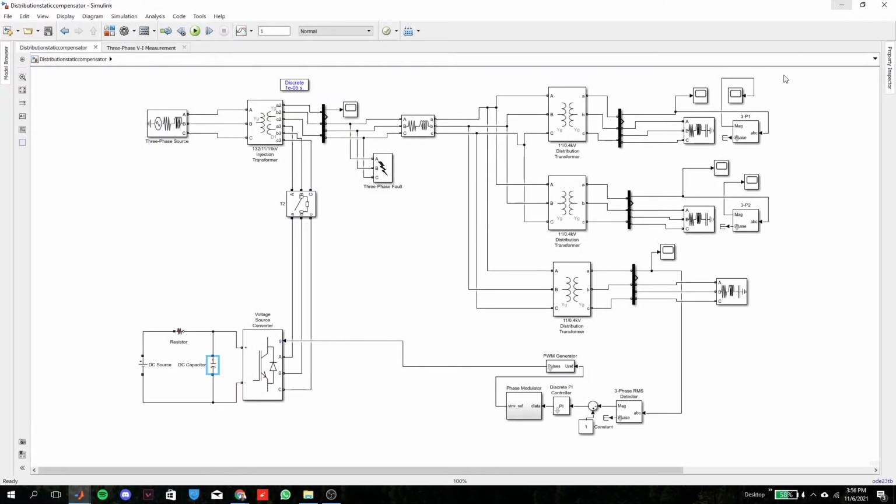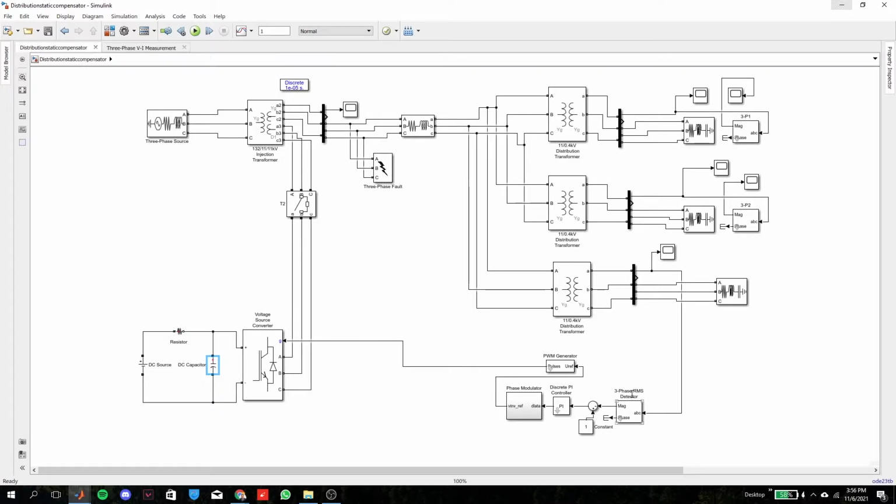The objective of this project is to mitigate voltage sag due to the occurrence of fault by using D-STATCOM. As can be seen here, D-STATCOM is connected in parallel to the system through the injection transformer. D-STATCOM consists of a controller, voltage source converter, energy storage circuit, and also an injection transformer. A three-phase circuit breaker is used for isolation purposes.